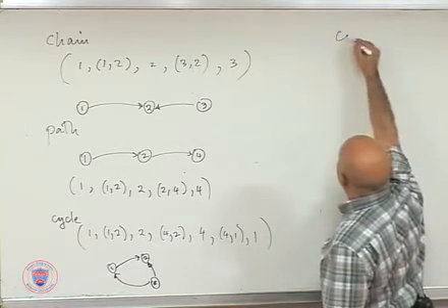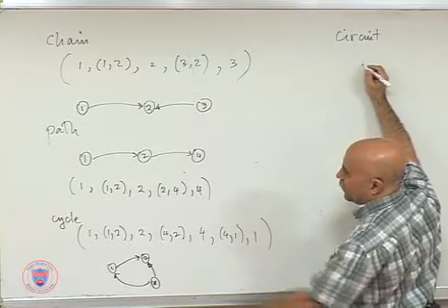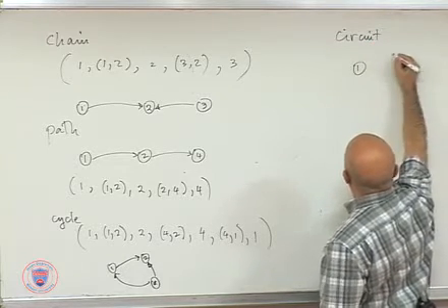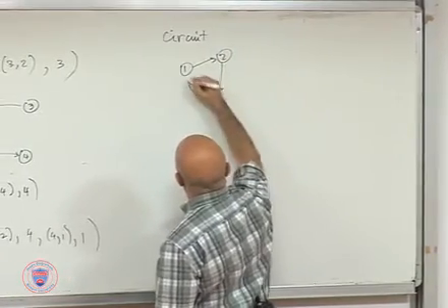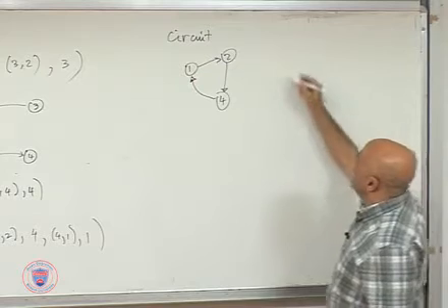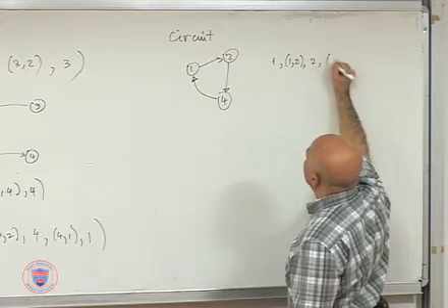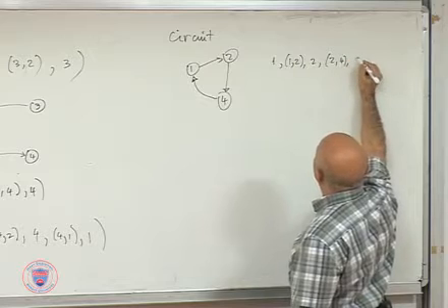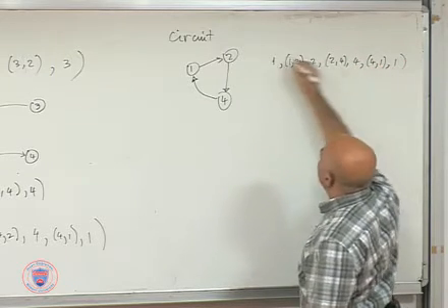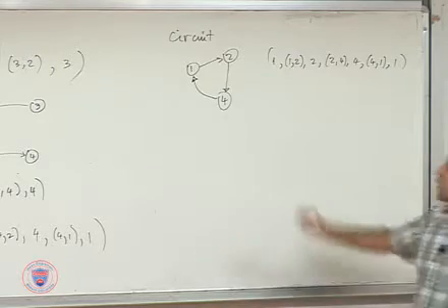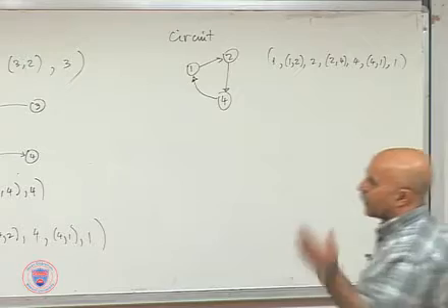Okay? A circuit is similar to a path. So you begin and end at the same node. That's your path. All the arcs are in the same orientation in a path. Okay.